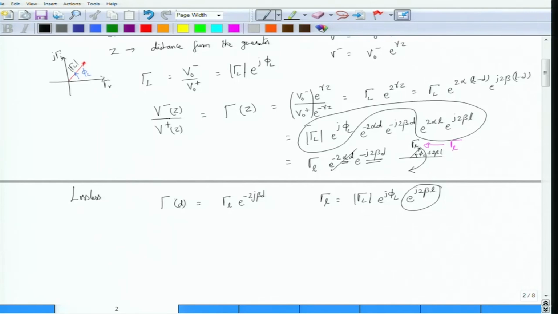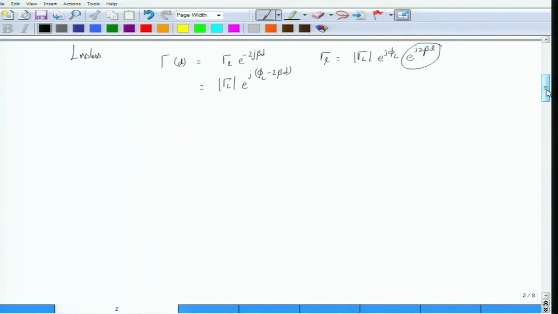So what actually matters is, as you go away from the load, in what way does the magnitude of gamma d change? You can obtain that by taking the magnitude of this one and then writing the phase angle for this. If you take the magnitude, you are going to get the gamma L magnitude, and when you write the phase of this, you would obtain e to the power j (phi L minus 2 beta d).